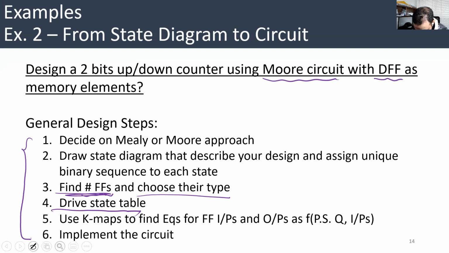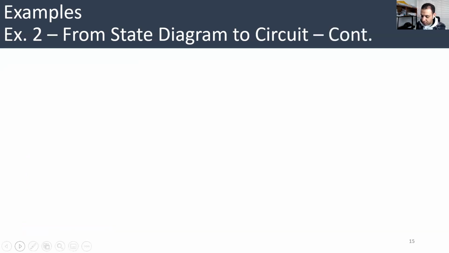So let's explore the example now. The first step here is to find the state diagram. Of course, it's Mealy or Moore, but we are forced here to use Moore. The question chooses for us what kind of circuit we should use, or what kind of approach we should follow, which is a Moore approach. Now we build the state diagram. It's an up-down counter that counts from 0 to 3.